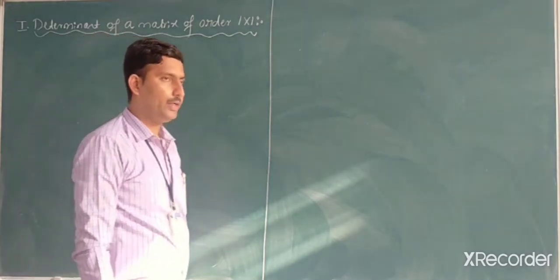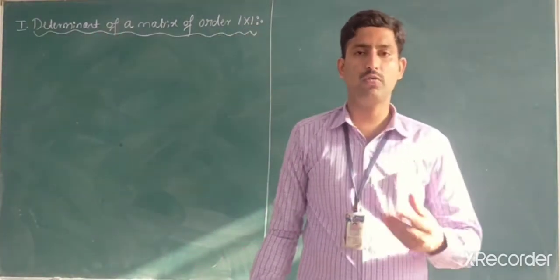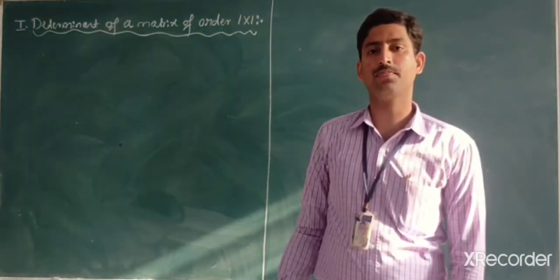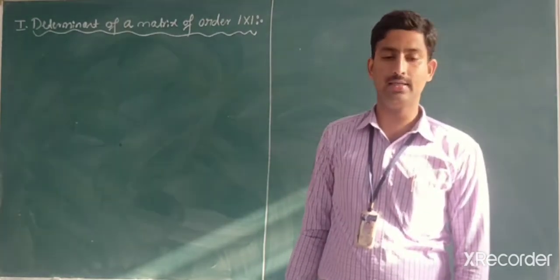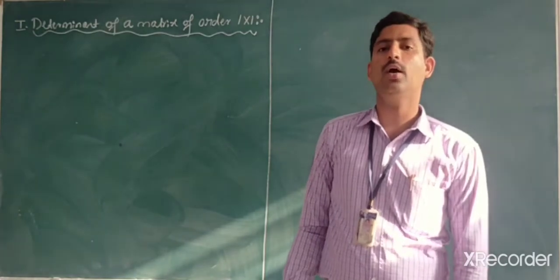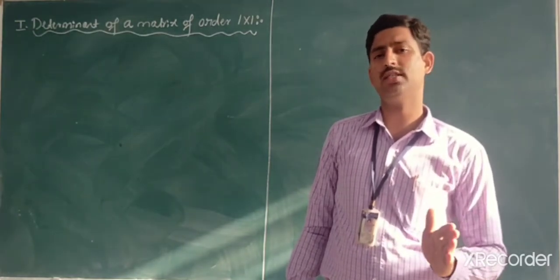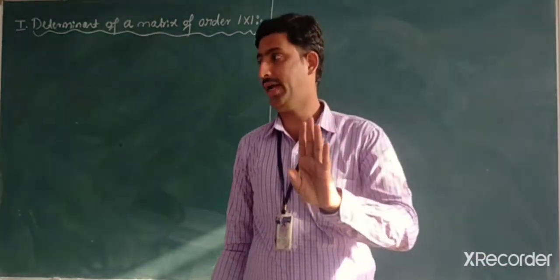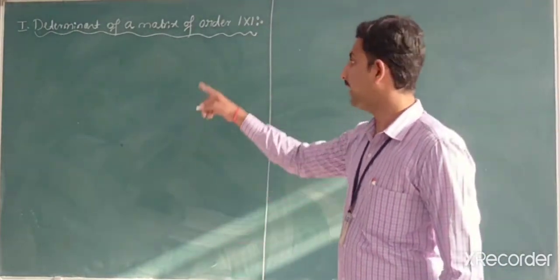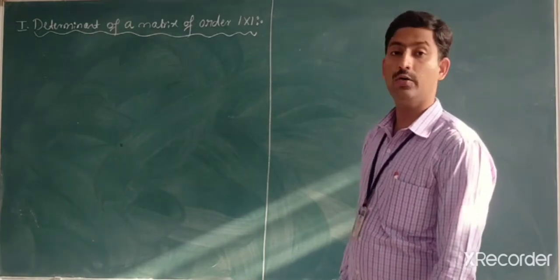I told this in the classes: 1 cross 1 is a square matrix, 2 cross 2 is a square matrix, 3 cross 3 is also a square matrix. Our study only focuses on 1 cross 1 sometimes, but you must know 2 cross 2 and 3 cross 3. Here, the determinant of a matrix of order 1 cross 1.